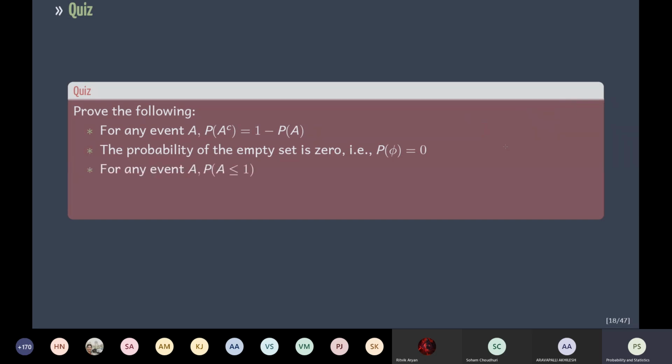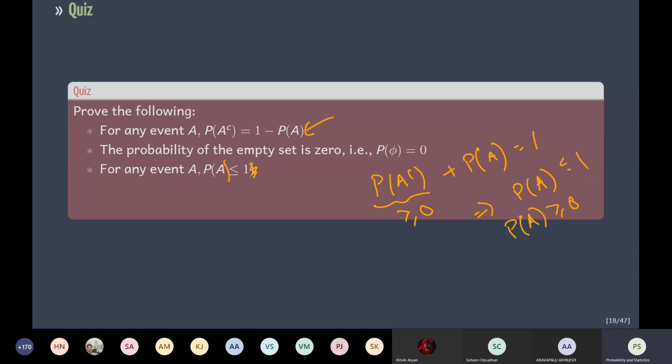Very easy. Okay, the probability of any event A must be less than or equal to 1. Okay, so you can prove it from here. What you are saying here is that the probability of A complement plus the probability of A is 1, but we know that the probability of A complement is greater than or equal to 0. Okay, so this implies that the probability of A is less than or equal to 1. We also know that the probability of A is greater than or equal to 0. So the only possibility for this identity is that the probability of A is less than or equal to 1.